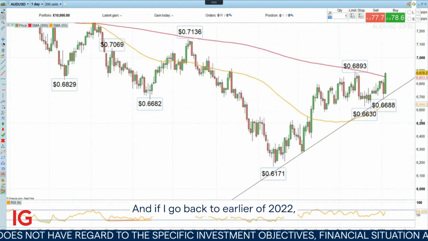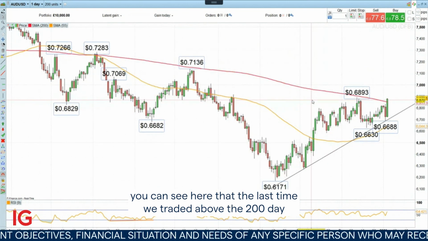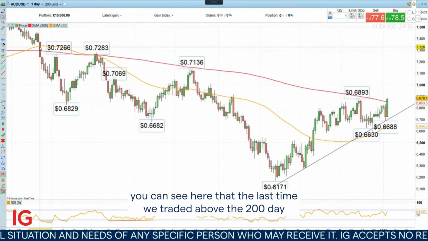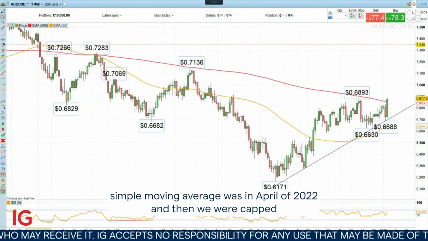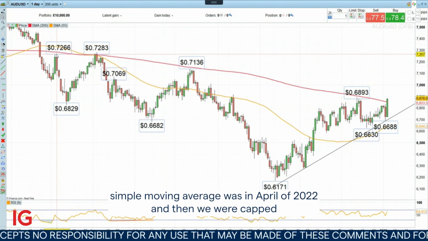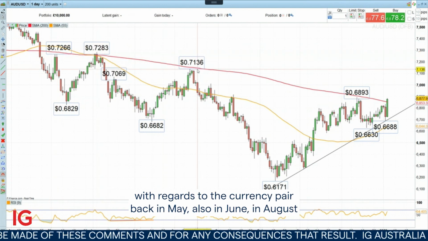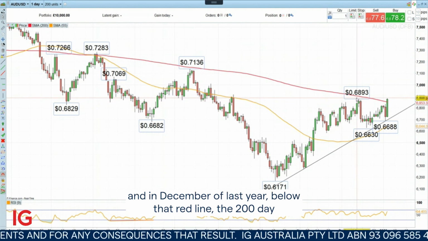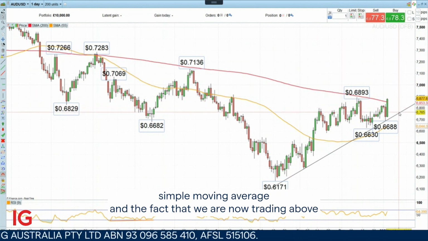And if I go back to earlier in 2022, you can see here that the last time we traded above the 200-day simple moving average was in April of 2022. And then we were capped with regards to the currency pair back in May, also in June, in August, and in December of last year, below that red line, the 200-day simple moving average.